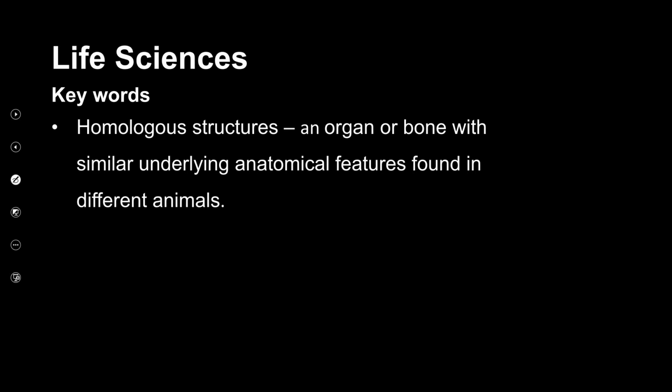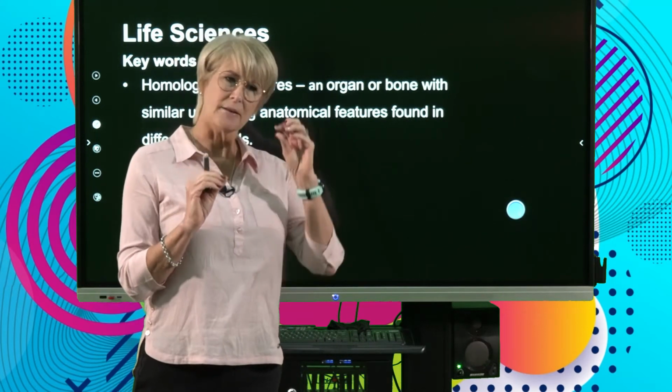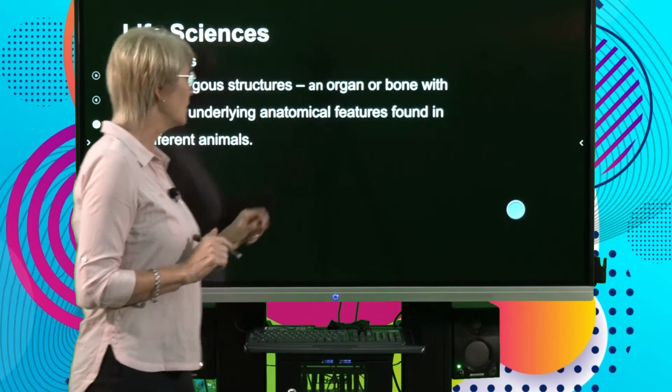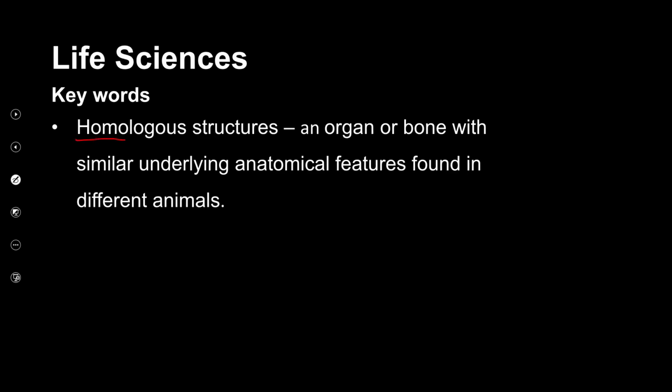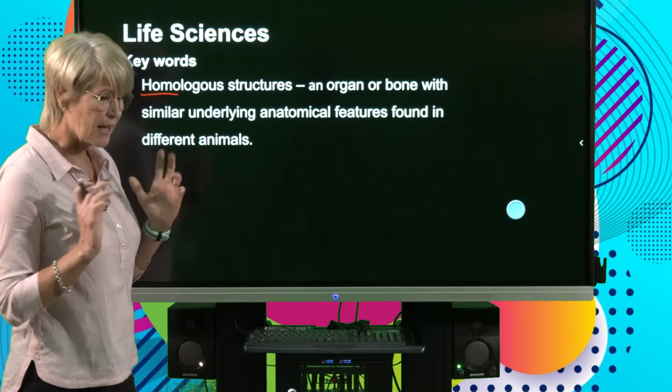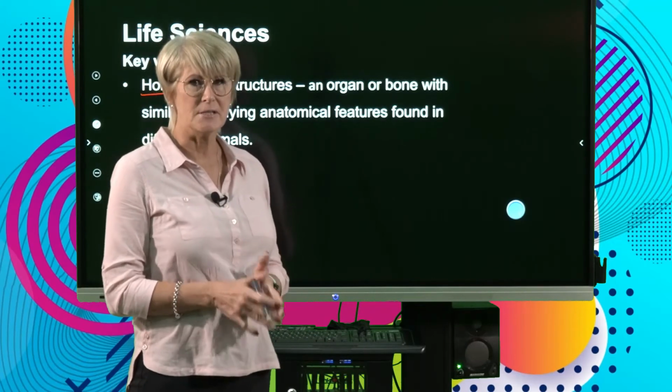All right, and then the next keyword we're going to have a look at is homologous structures. Again, when we do terminology, it's always a good idea to break up the word into what you can, and then you can work out the parts. If you break it up into smaller parts, it makes it a lot easier to figure out. So homo means the same, and then logos, so what we're looking at is structures in organisms that are the same or similar. Homologous means similar structures. If we have a look at certain organisms, we might find organs or bones that have similar underlying anatomical features found in these different animals. Although on the outside they look different, there might be something inside their bodies that is common.